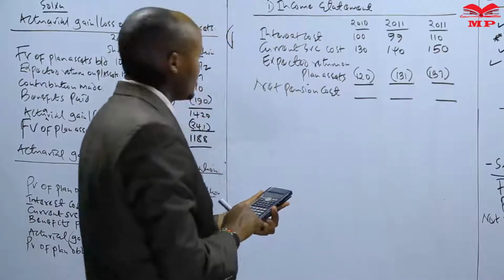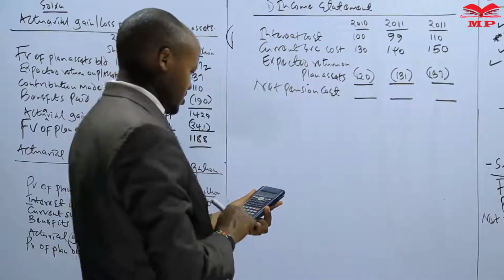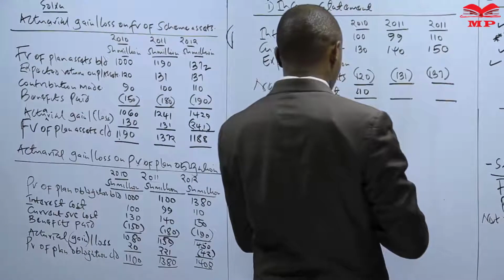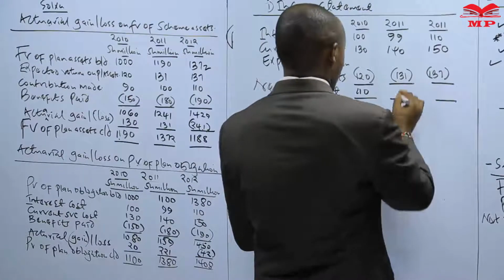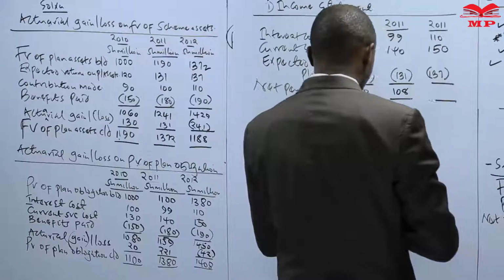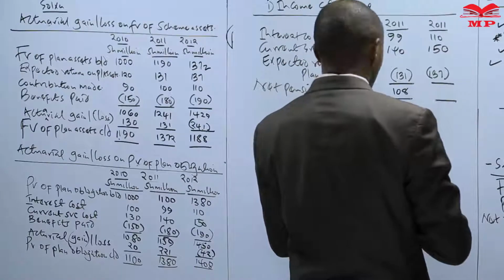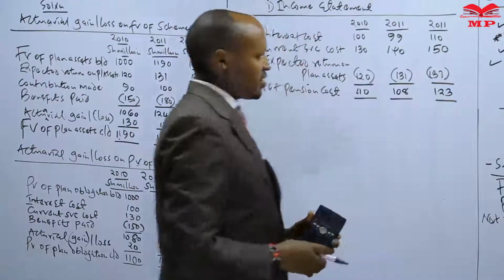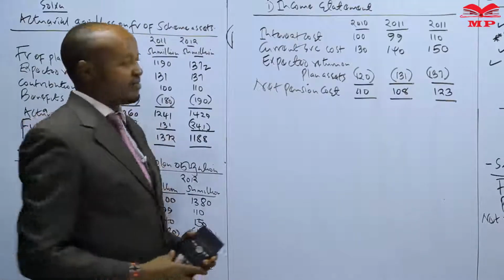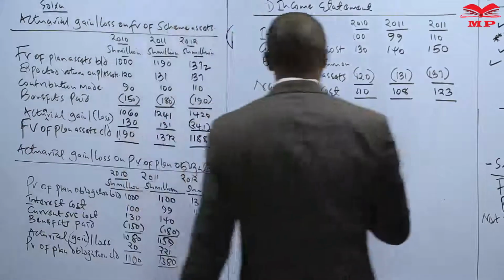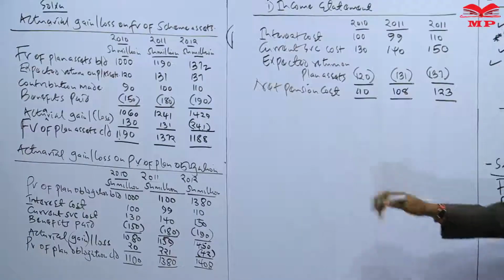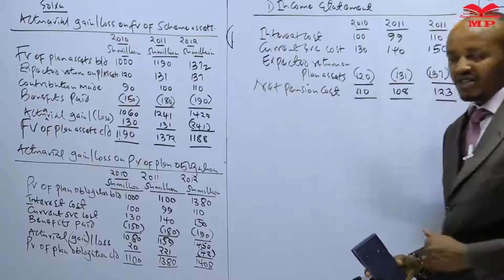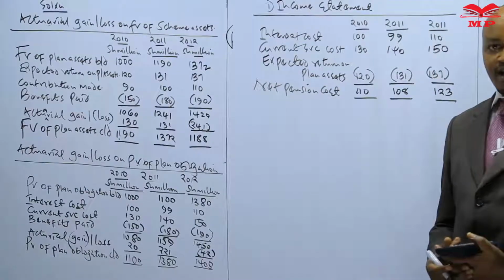So we have 230 minus 120, that will give us 110. Then we have 99 plus 140 minus 131, that will give us 108. 110 plus 150 minus 137, that will give us 123. So this is what the company which is operating this retirement benefit scheme will be accounting for as what? As a cost. Remember, these actuarial gains or losses here, we don't report them to the income statement, and basically that is in accordance with the revised IAS 19.